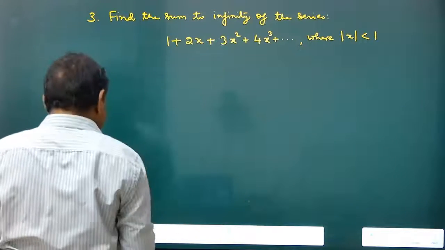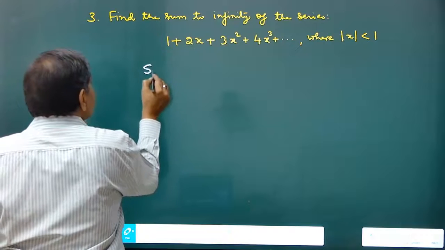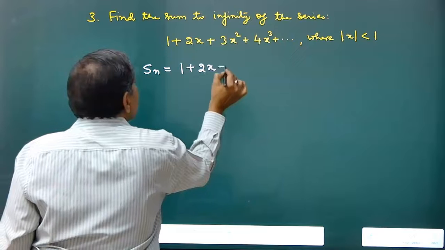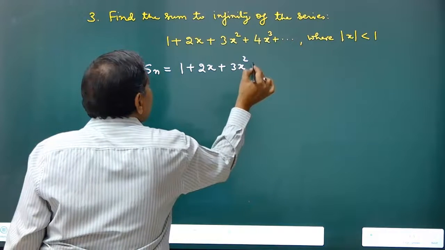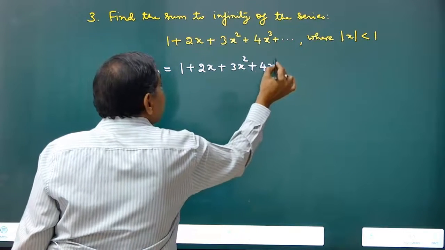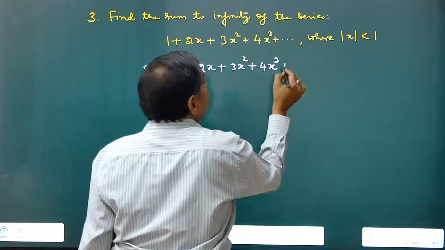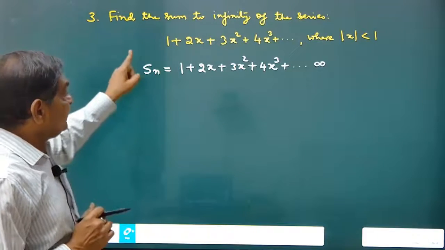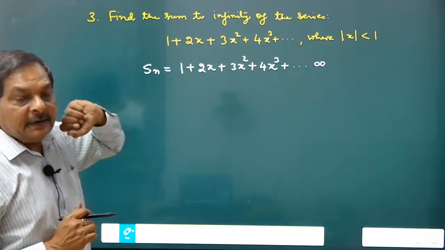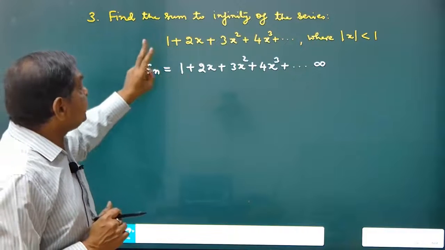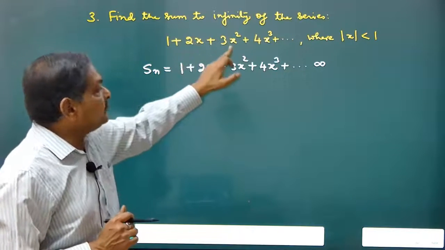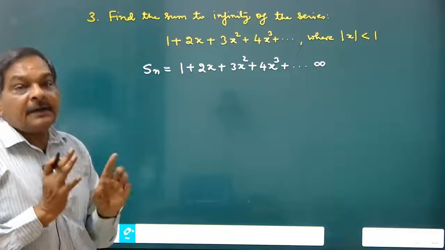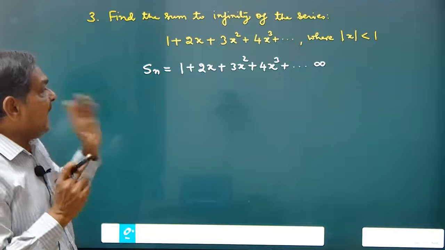Let this sum be Sn. So my Sn is equal to 1 plus 2x plus 3x square plus 4x cube and so on up to infinity. Now see this arithmetic geometric progression. Here the GP is 1, x, x square, x cube and so on. So the common ratio of the GP is x.